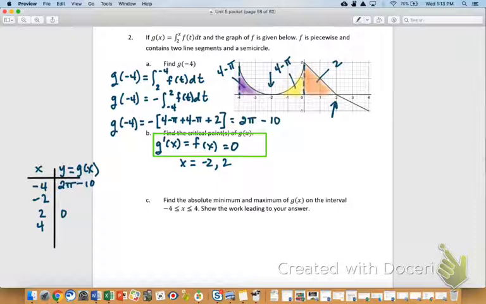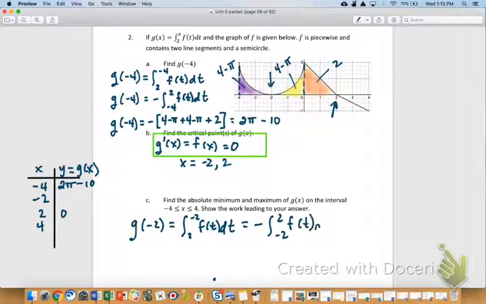So if I want -2, I would just say g of -2 equals the integral from 2 to -2 of f, which equals negative of the integral from -2 to 2, if I get my order in the more familiar order. And then from -2 to 2, what do I have going on here? I guess I got that little yellow area and the orange area. So I'm thinking that would be 4 minus pi plus 2. 6 minus pi.